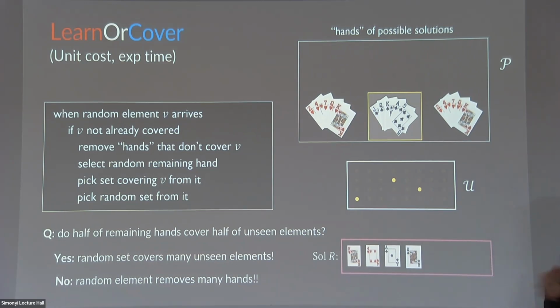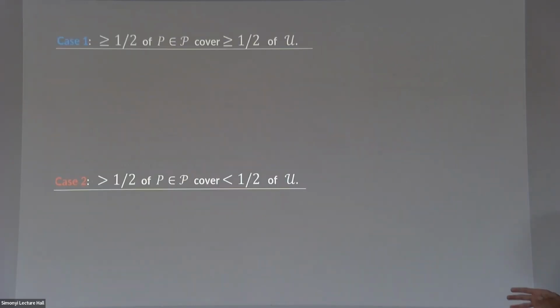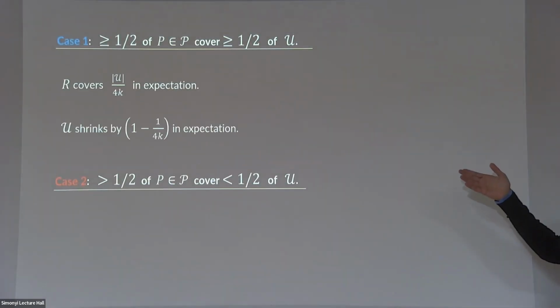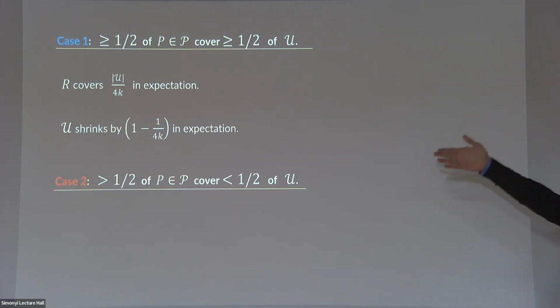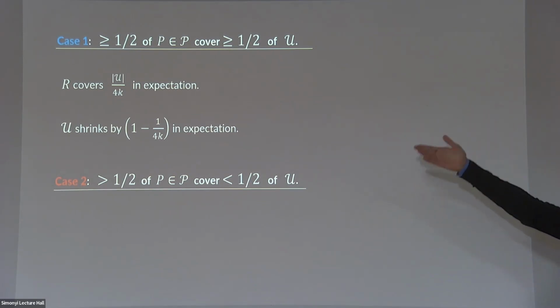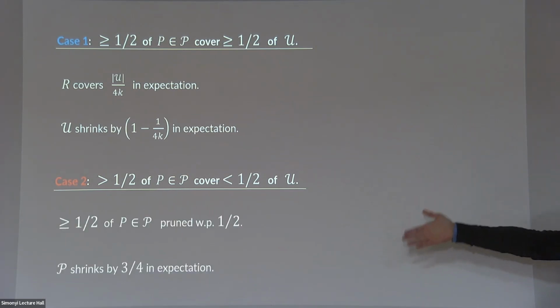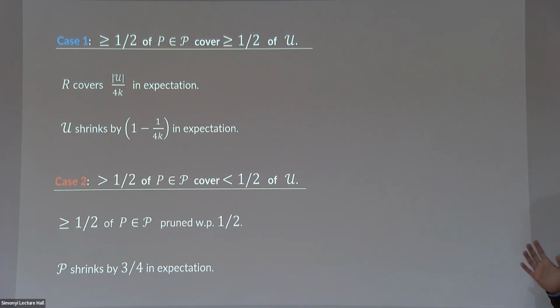The rest is some calculation. I'll show the thing on the slide. In case one, the unknown universe is shrinking. In the other case, the number of hands you have is shrinking. You either learn or you cover. It's a conceptually clean idea.